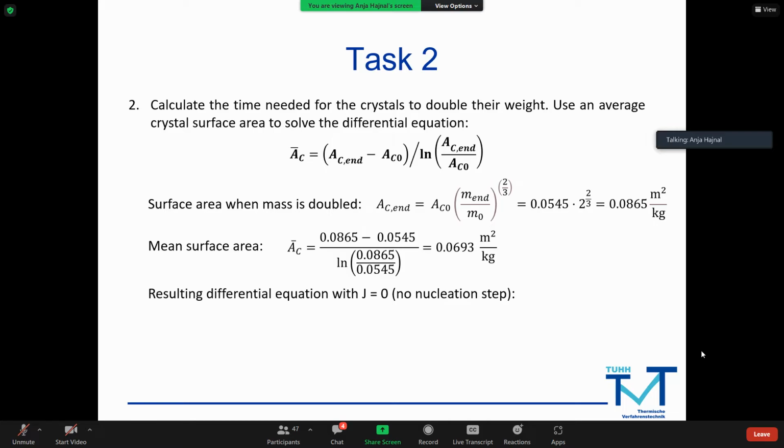Yes, this is also important. The J, from equation 2, can be neglected because it's a constant that describes the nucleation step, and we are skipping it in this case since we are adding crystals to help the nucleation or to help the crystal growth. We are not letting the crystals nucleate by themselves.